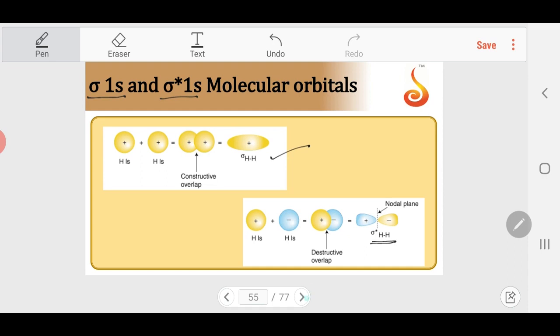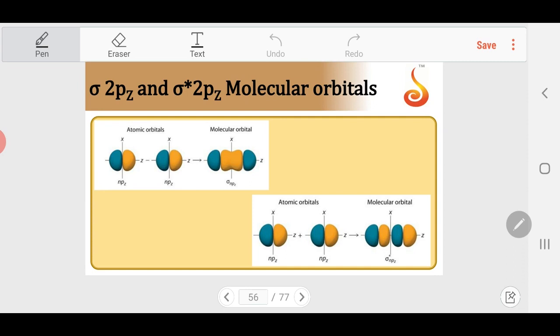If I take p orbital, these are two lobes of p orbital, overlapping along the axis. If the yellow one overlaps with the yellow one, they merge, that is constructive overlapping. So, electron density is maximum between the two nuclei, this is sigma 2pz. If the yellow one overlaps with the blue one, it is destructive overlapping, they won't merge easily. There is a small gap between them, there is a nodal plane. So, electron density is minimum between the two nuclei, this is sigma star 2pz.